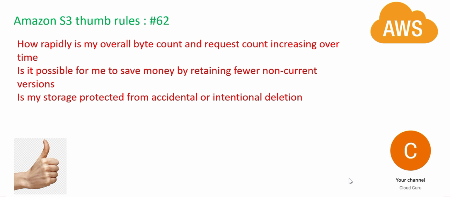The second important thing is, is it possible to save money by retaining fewer non-current versions? What it means is, if you have the versioning feature in S3, it will maintain all the past versions. Would you want to maintain so many versions and keep your S3 storage full? Are you gaining something out of it? If not, then do not maintain so many versions. Use versioning sparingly, only for the files or objects where it makes sense. Do that due diligence.